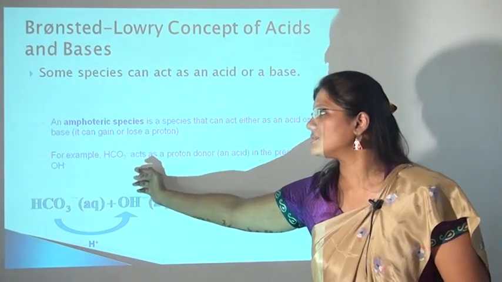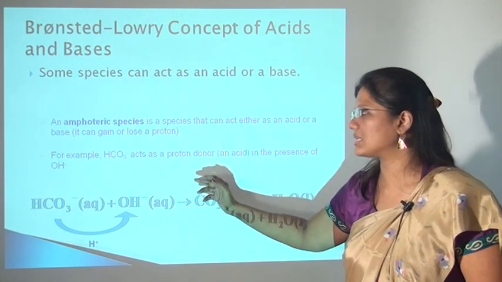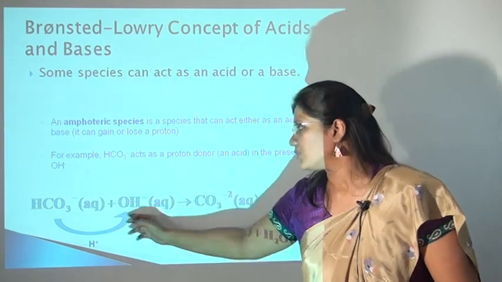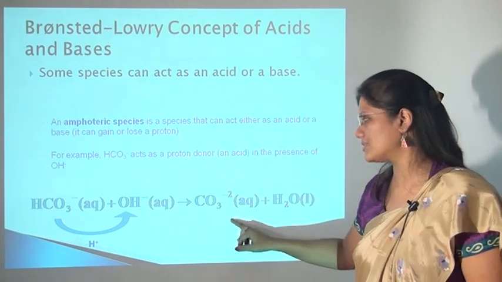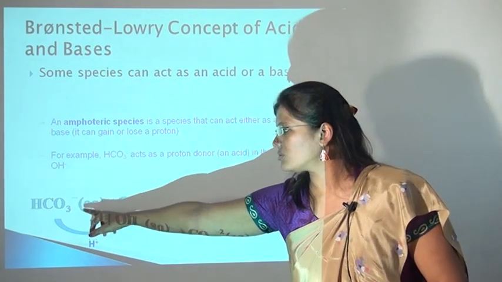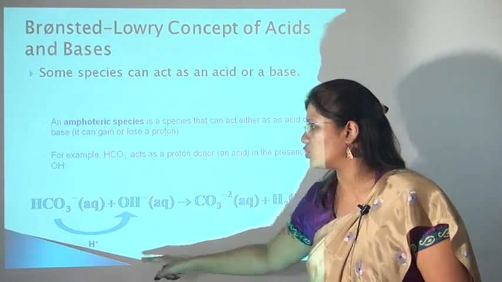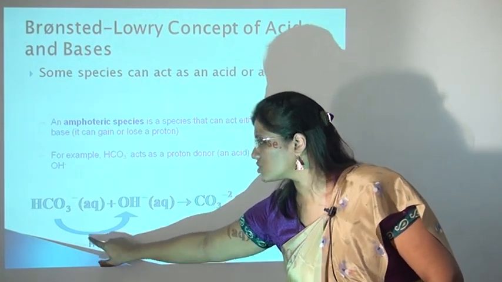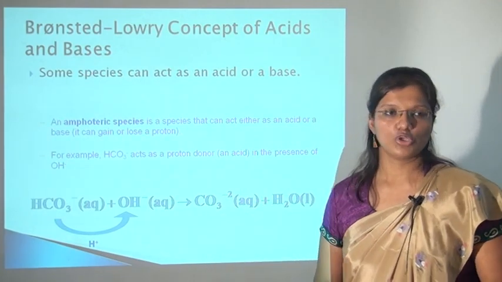For example, HCO3 minus acts as a proton donor in the presence of OH minus. So here it behaves as an acid. We have considered one reaction between HCO3 minus and OH minus. It gives CO3 2 minus plus H2O. Here HCO3 minus donates its proton to the OH minus ion to form H2O, and HCO3 minus becomes CO3 2 minus.